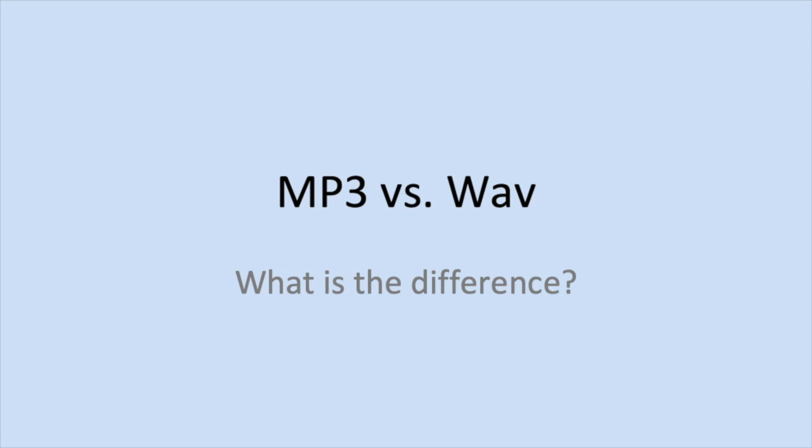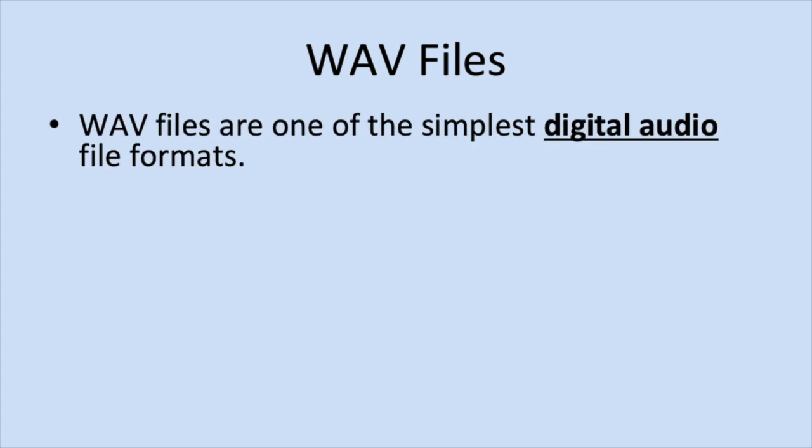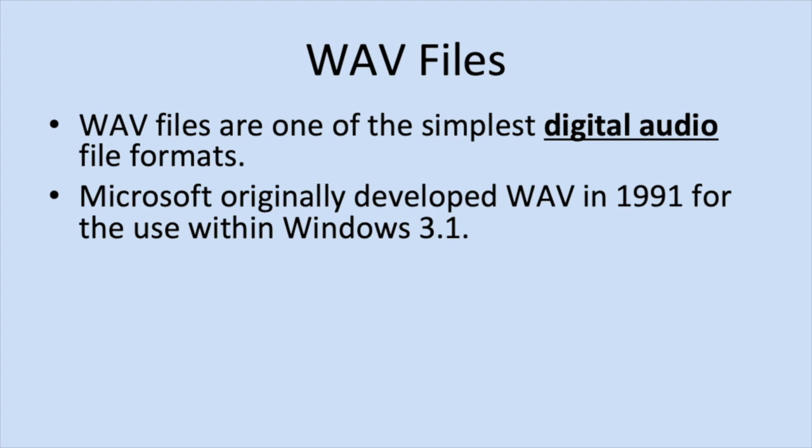MP3 versus WAV. What is the difference? WAV files. WAV files are one of the simplest digital audio file formats. Microsoft originally developed WAV in 1991 for the use within Windows 3.1.